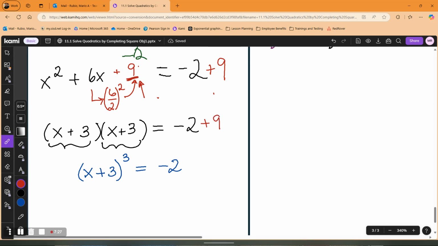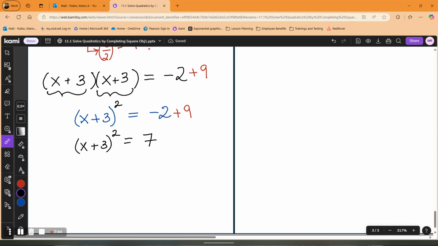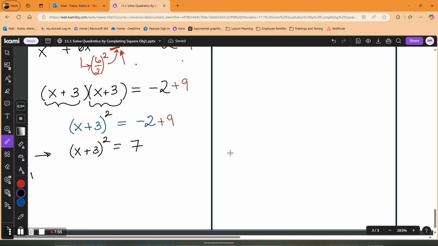Negative 2 plus 9. Let me just write this out. X plus 3. Why did I write a 2 there? That's a 3. Quantity squared equals negative 2 plus 9 is positive 7. Okay. Now, because this quantity is squared on the left, and I've only got one number on the right, I can actually use the square root property rule. Okay. I'm almost done. I can use the square root rule, the square root property.